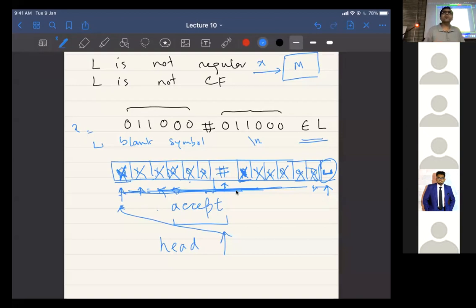So I have not defined what is a Turing machine. I've just given you an example for a language for which we know that FA will fail, DFA will fail, we know CFG and pushdown automata will fail, but we were able to accept that string using a mechanism which is still not clear to us, how we define it. So let us define.